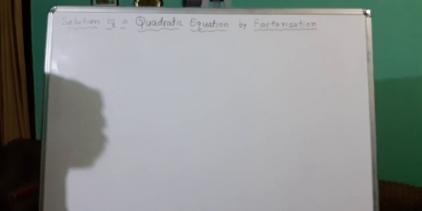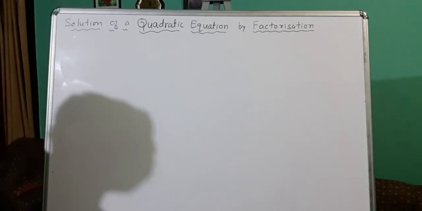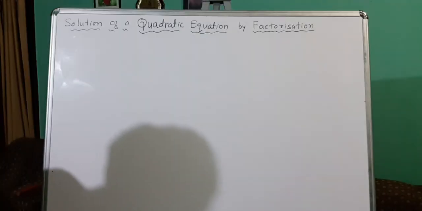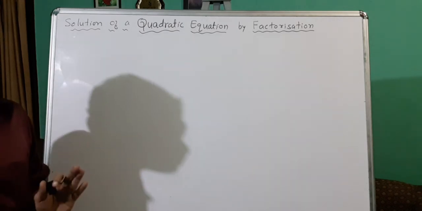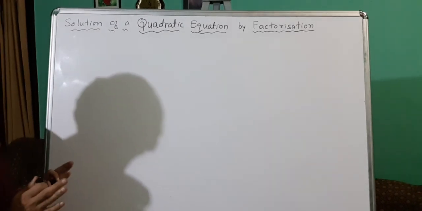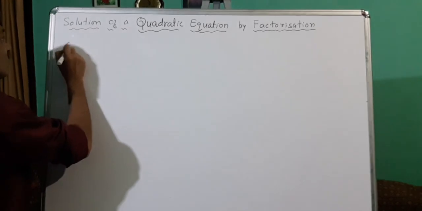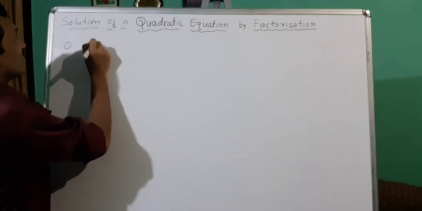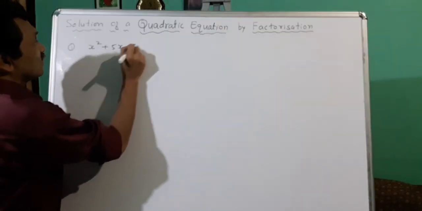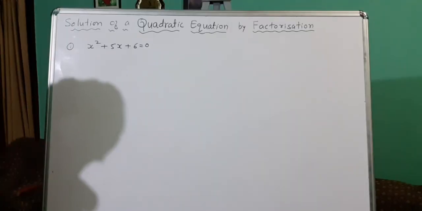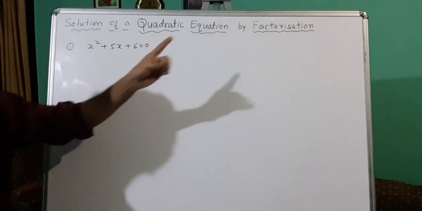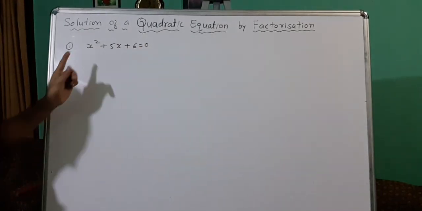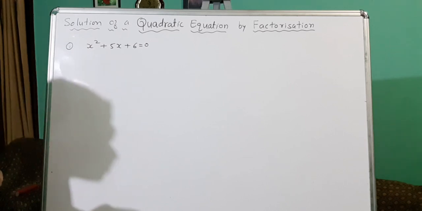Hello students, today we will study finding the solution for a quadratic equation by using the factorization method. We know last time we studied what quadratic equations are, equations of the form ax square plus bx plus c equal to 0. Suppose we are given one equation, x square plus 5x plus 6 is equal to 0, and we want to find the solution of this using the factorization method. Finding the solution means finding the roots of this equation.